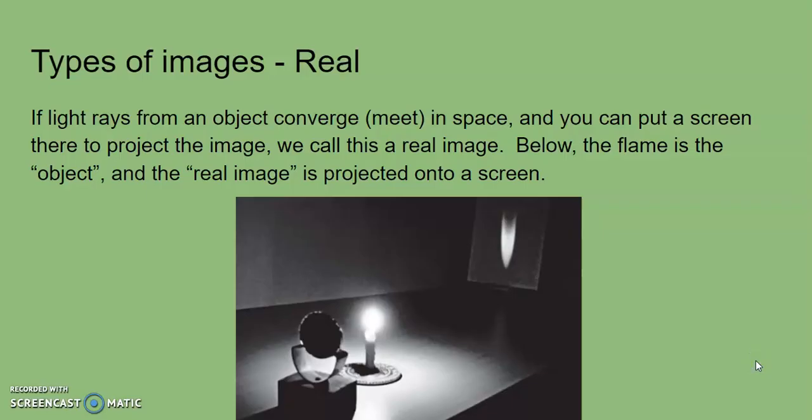So a real image, again, is the kind of image where light rays converge, which means that they meet. They meet in space. You can put a screen there if you want, an index card, a piece of paper, whatever. And we get a so-called real image there.